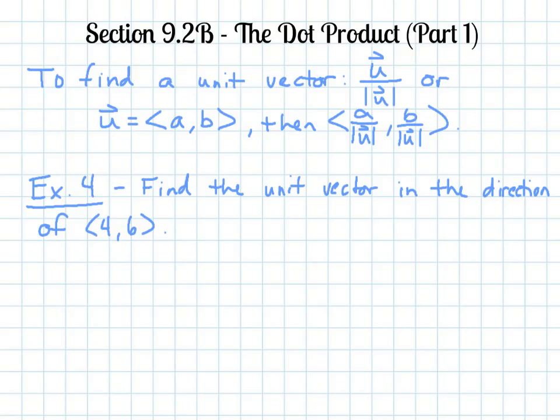Today's lesson, section 9.2b, the dot product. We're still talking about that. This is part 1 of section 2b. Here, we want to shore up some other things with dot products and vectors.